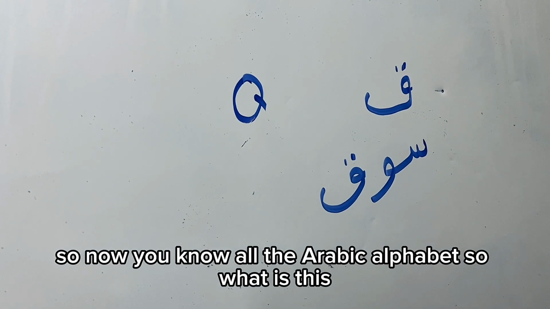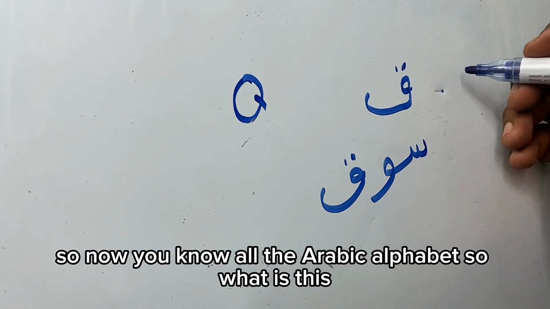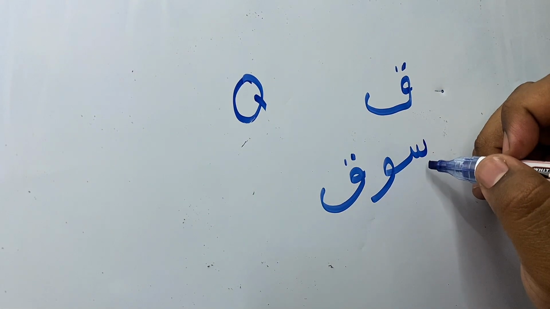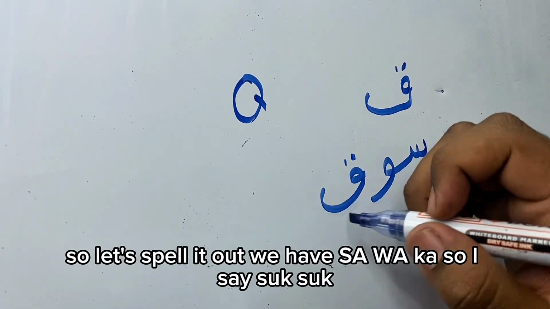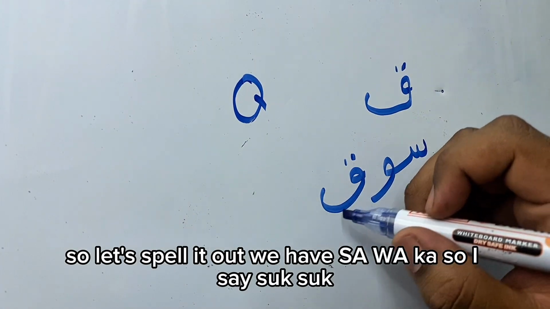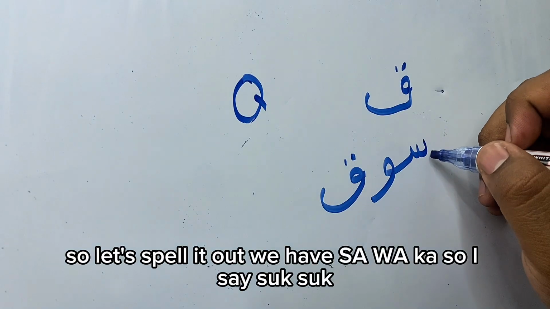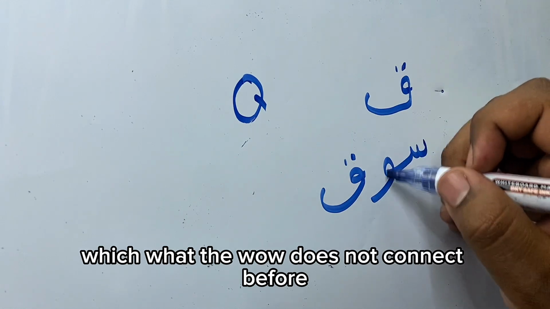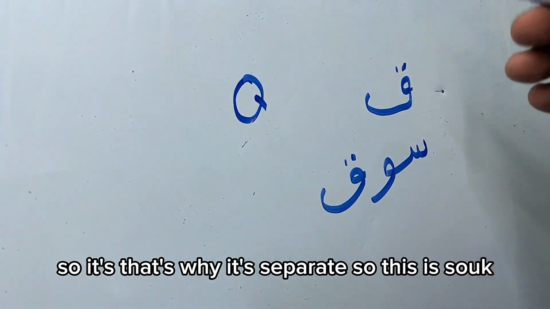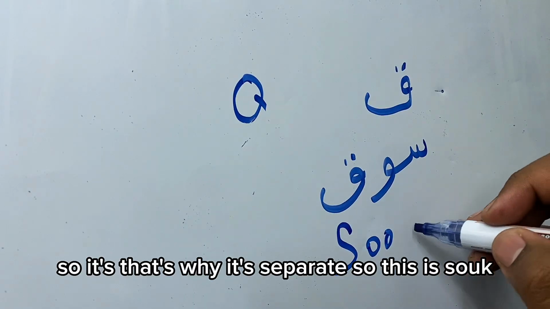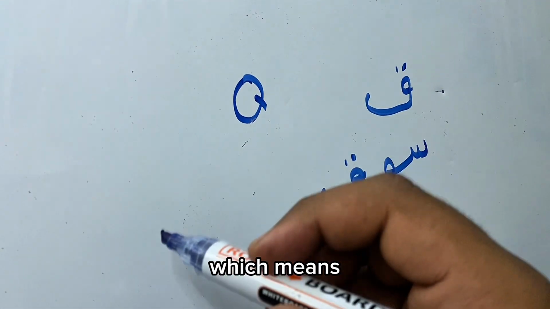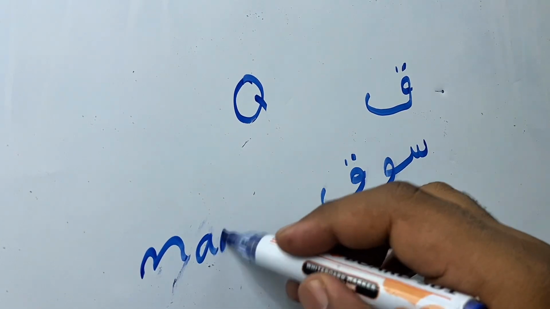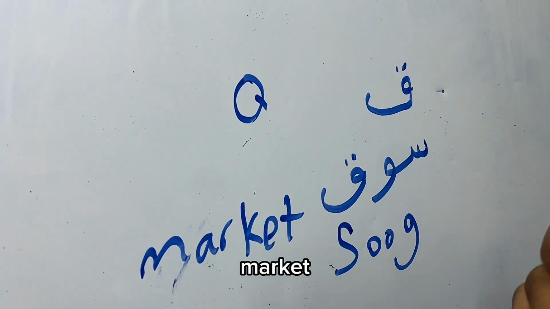So now you know all the Arabic alphabet. So what is this? Sa. So let's spell it out. We have sa, wa, qa. So I say souk, which, the wow does not connect before, so that's why it's separate. So this is souk, which means a market.